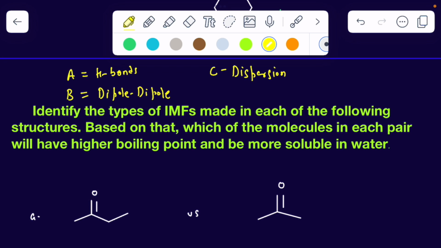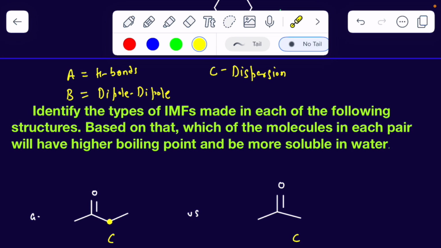Now remember, every single compound, regardless of its type, has the potential to make dispersion forces. There will be times when one compound can make a greater or lesser amount of dispersion forces, but either way, every single compound is capable of making them. So I can write down C for every single one of those. But let's try one pair at a time. On this first pair, this is going to be making dispersion forces just because every compound can do so.